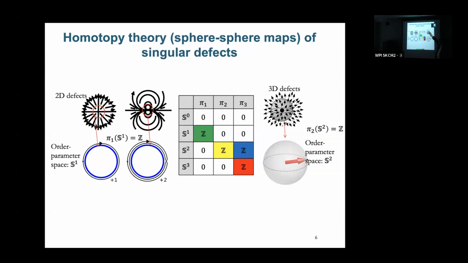Now if you have a point defect in 3D, the unit vectors around it take all possible orientations in 3D. You naturally surround it by one sphere, and you map from its surface all possible orientations toward the parameter space, which for a unit vector field is again a sphere. So this is a mapping from an S2 two-dimensional sphere to another S2 sphere, a second homotopy group of S2 spheres, which is Z. These results, Z or something else, are results from homotopy theory.